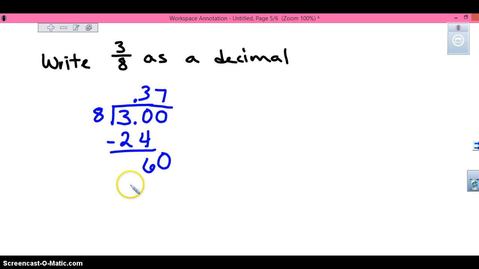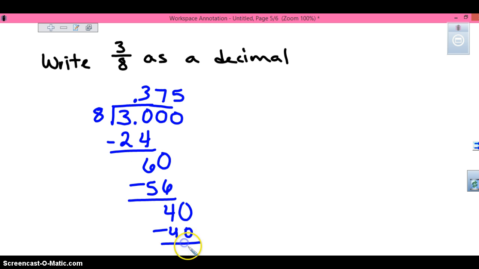7. 7 times 8 is 56. 60 minus 56 is 4. So add another 0. 8 goes into 40, 5. So if we have to write 3/8 as a decimal, that means 3/8 is equal to 0.375.